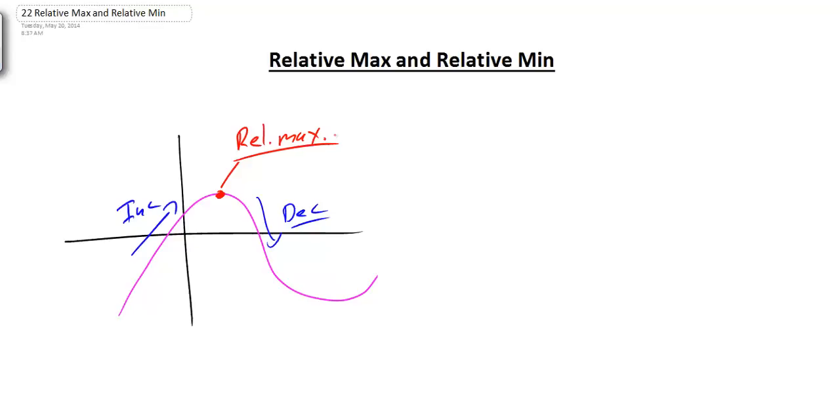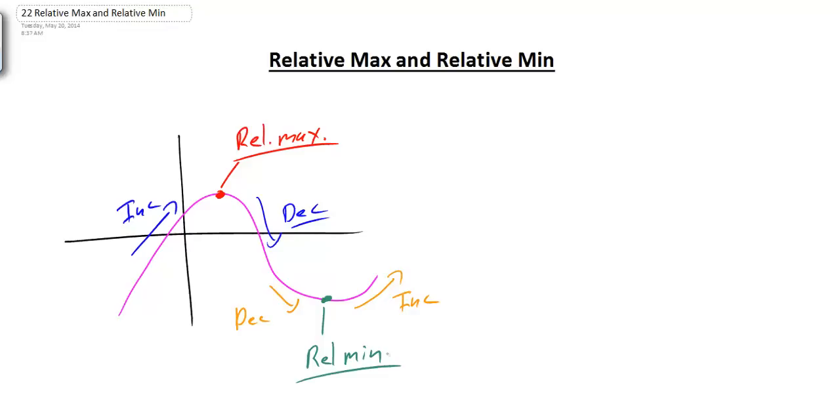Okay, and then where your graph changes from decreasing to increasing, so here we're decreasing and then our graph starts to increase, that point where we change direction would be a relative minimum point. And that's all that we're looking at.